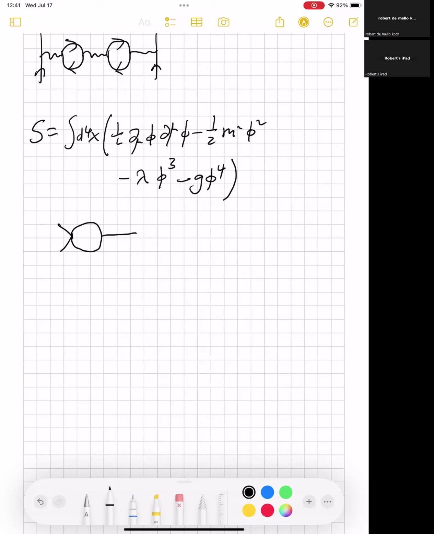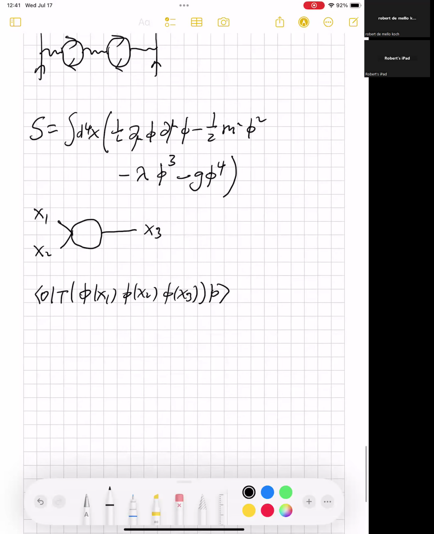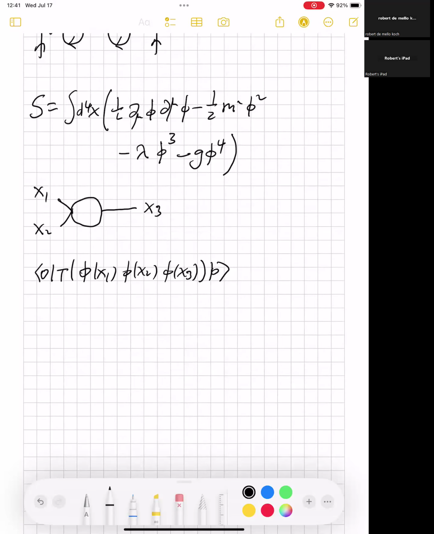Okay, so we've got one cubic vertex, one quartic vertex. Let's put here x1, x2, x3. So what correlator would you be studying now? It would be a time-ordered correlator of φ(x1), φ(x2), φ(x3). So you should be able to write down the Feynman rules for that. The quartic vertex is at a point. Let's call that point X. The cubic vertex is at a point. Let's call that point Y.